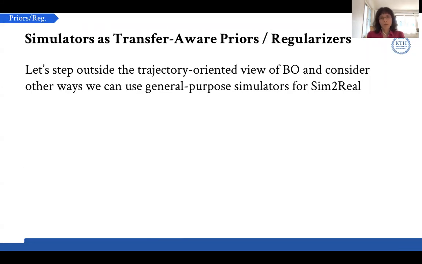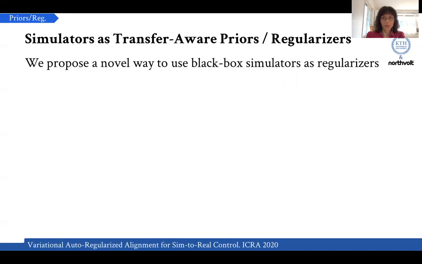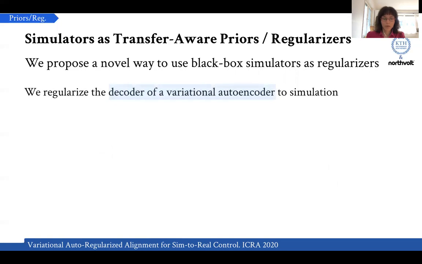Now let's step outside of this trajectory-centric view of Bayesian optimization and think of other ways that general purpose simulators can be used for sim-to-real. They can be a valuable data source for flexible learning approaches like model-free reinforcement learning, but training policies in simulation and then directly applying them to hardware can result in very brittle policies if there is any mismatch between simulation and real-world conditions. So here we'll look at a new way to use black box simulators as regularizers.